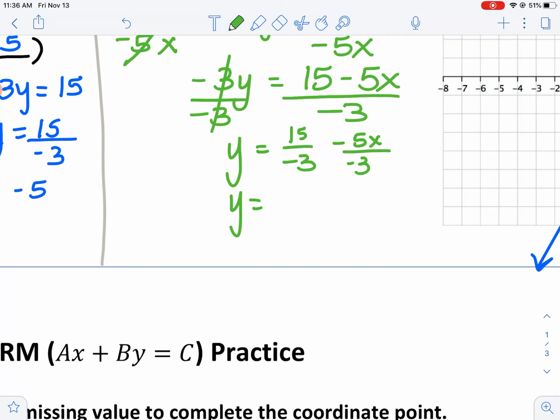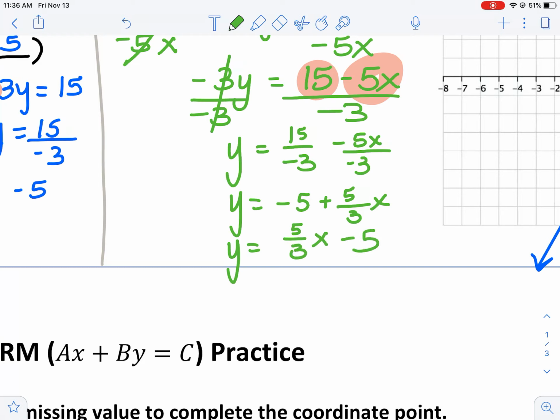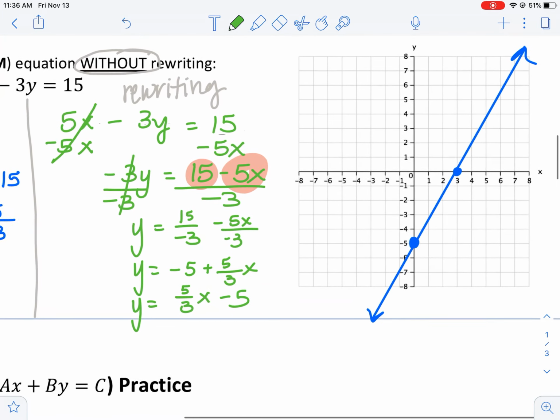The reason I split this up is because I want us to remember that both of these terms need to be divided by negative 3. So 15 divided by negative 3 is negative 5. Negative 5 divided by negative 3, we can't really reduce that, but we can make that a positive. And boom, we just have to rearrange. And we've got a glorious y equals mx plus b slope-intercept form equation.